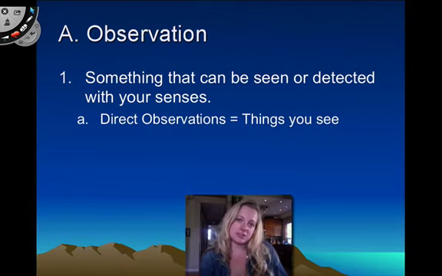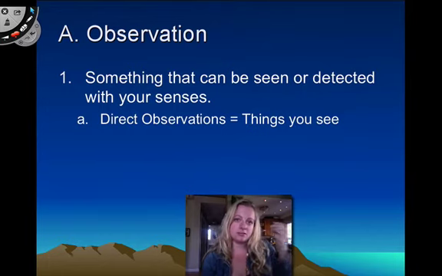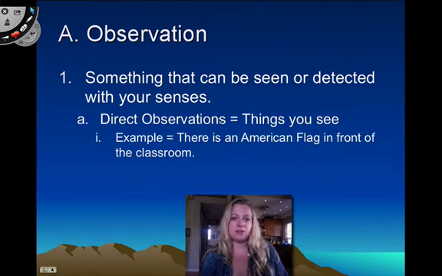So for instance, if you're in class and you look out the window, an observation could be you see the tree moving or you see kids outside. But again, a direct observation is only referring to things that we process visually, or with our eyes. So let me circle that here. So here's another example. There's an American flag in the front of the classroom.